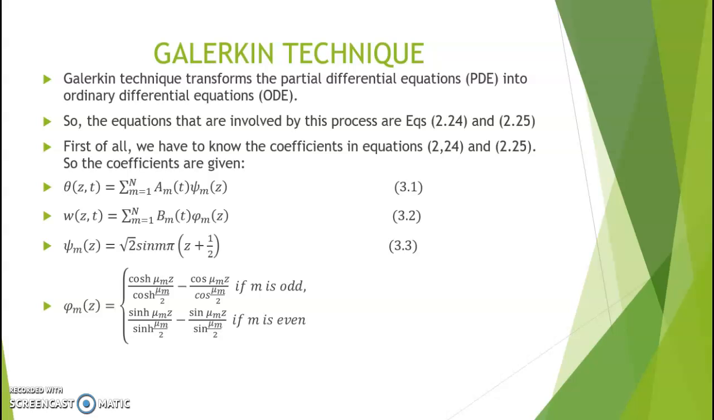I studied the Galerkin technique. The Galerkin technique transforms the PDE into ODE. The equations involved in this process are 2.24 and 2.25. Then the coefficients in 2.24 and 2.25 are given in this section. 3.1, 3.2, 3.3 and 3.4 are the four coefficients of the equations in 2.24 and 2.25.